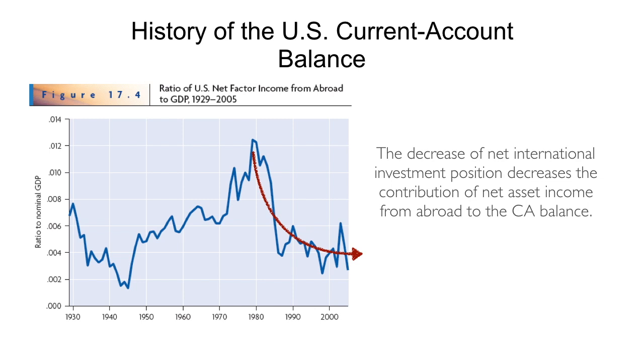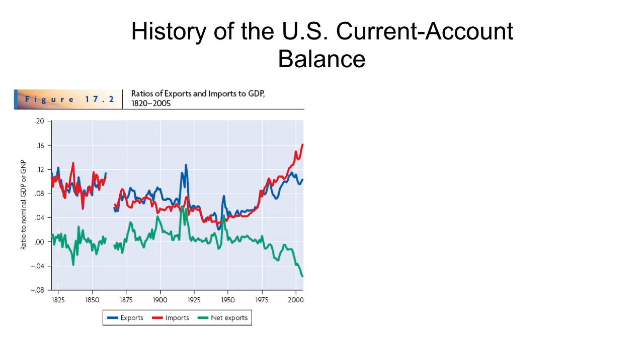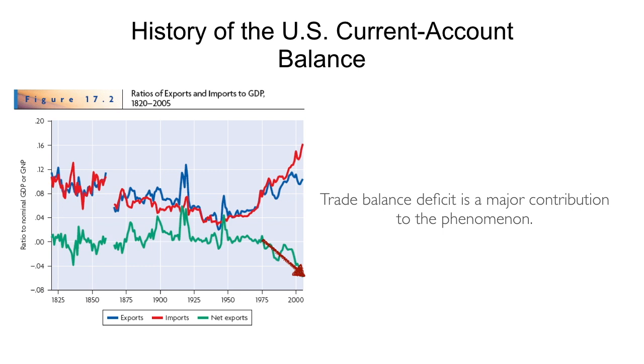That's one reason. But other than that, the other contribution is trade balance. If we look at the U.S. trade balance, we can see that the contribution of trade balance is decreasing as well after 1975, and it is actually negative. So the U.S. is running a trade balance deficit. And actually the major reason that the U.S. current account balance is running in deficit is mainly because the U.S. trade deficit is pretty huge after 1975.